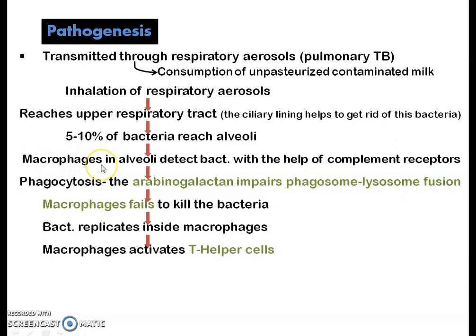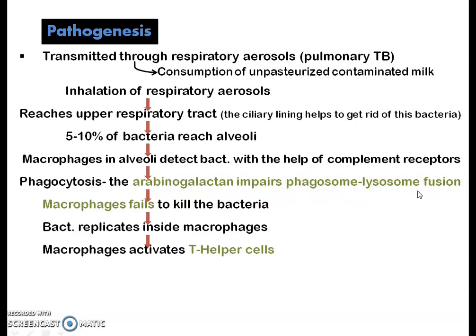Then the macrophages present in the alveoli detect the bacteria with the help of complement receptors. When the macrophages detect the bacteria, phagocytosis occurs. The macrophages engulf the bacteria, but the arabinogalactan present on their cell wall impairs the phagosome-lysosome fusion.